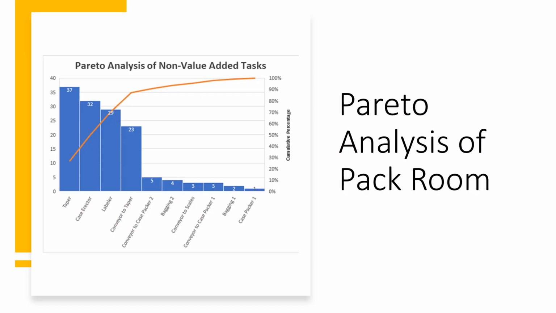A further breakdown of the non-value-added tasks was conducted using a Pareto analysis. As you can see, the biggest problem areas were the taper, case erector, and the labeler. These three machines made up around 70% of all the non-value-added tasks observed, which made these machines our focus for improving the production of cases on the packaging line.